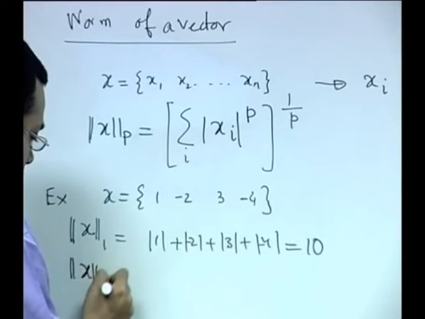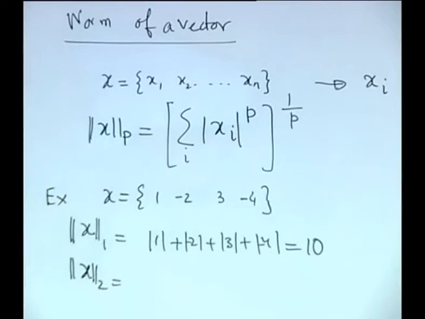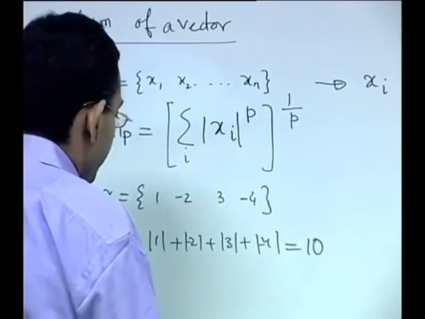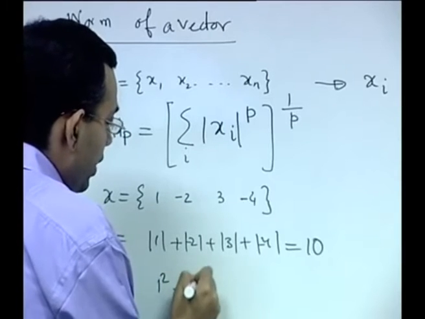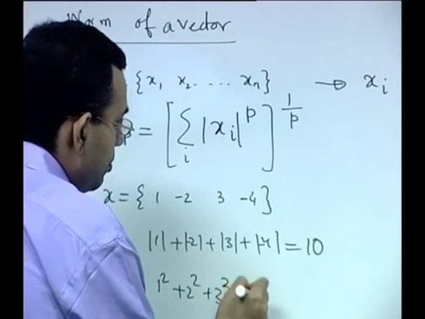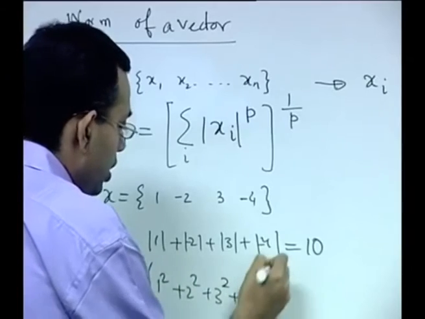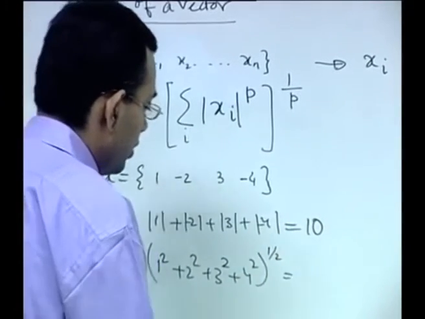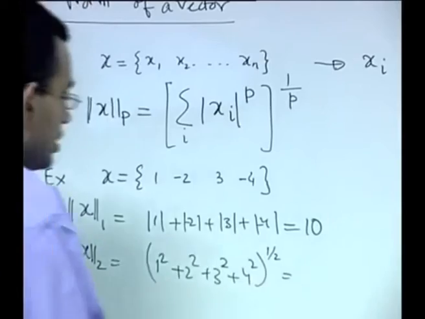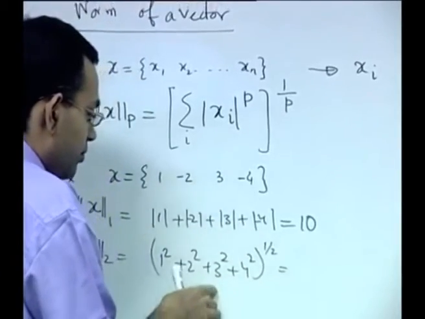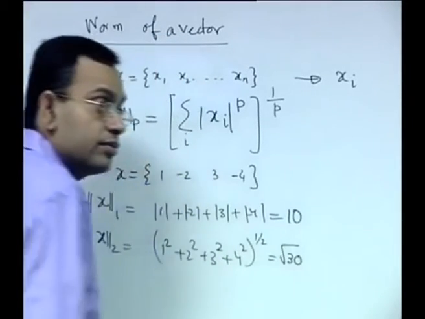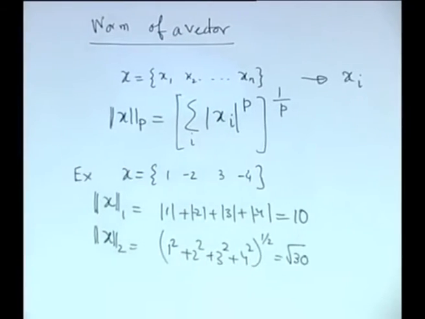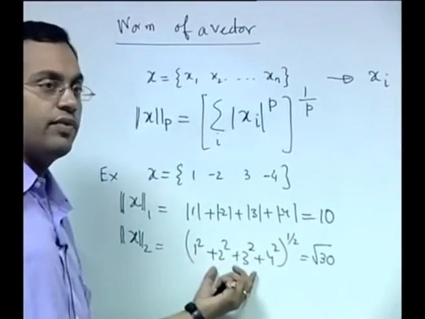Second norm, it is 1 square plus 2 square plus 3 square plus 4 square, to the power of half. So, whatever it is, 16 plus 9 is 25, plus 4 is 29, plus 1 is 30. So, square root of 30. So, this is called the length of a vector.